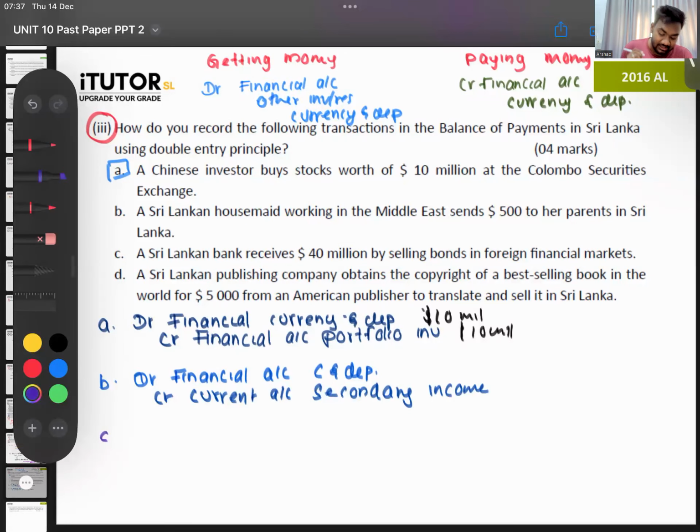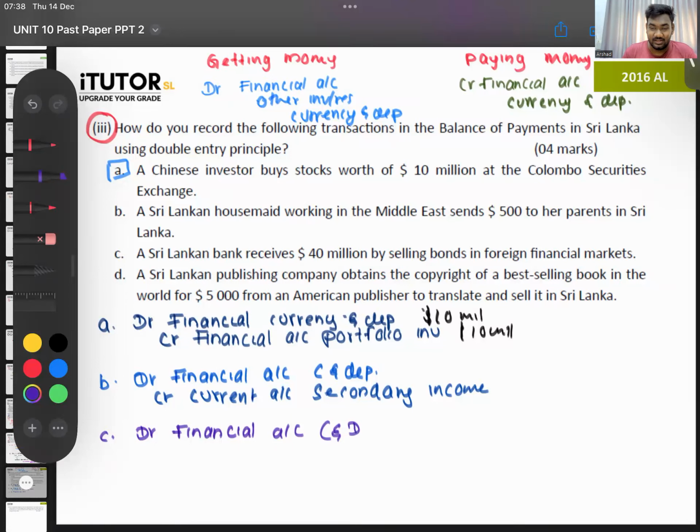Then we'll go into the next one, C. A Sri Lankan bank receives 40 million by selling bonds in the foreign financial market. Are we getting money or paying money? The Sri Lankan bank receives 40 million. We are getting money. So then again, debit financial account, currency and deposit.